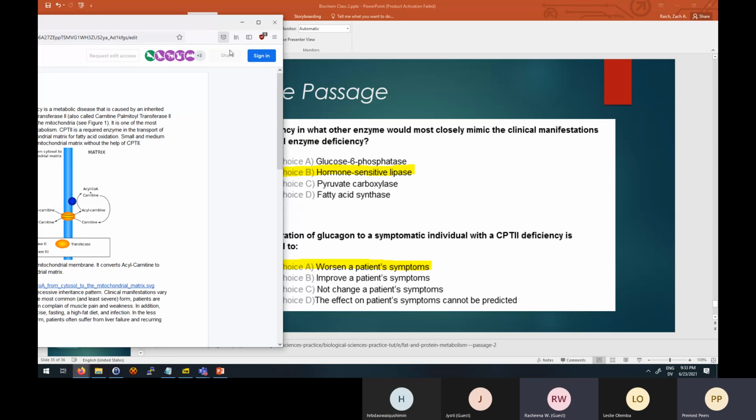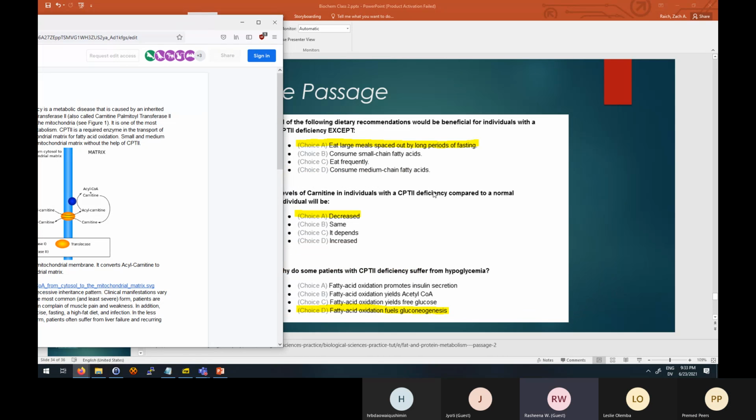And gluconeogenesis is the formation of glucose? Formation of glucose from, if you want to treat it as the reverse of glycolysis, you can say it makes glucose from pyruvate, but it can make glucose from a lot of stuff. But importantly, not acetyl-CoA. Got it. Thank you.